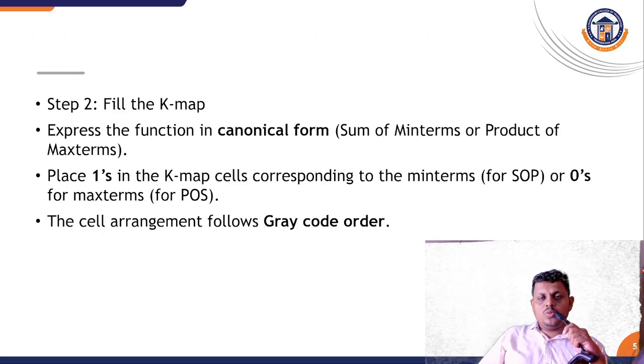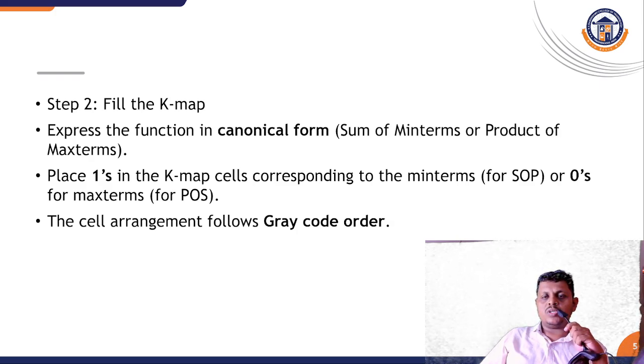Step 2: fill the K map. Express the function in canonical form, sum of min terms or product of max terms. Place ones in the K map cells corresponding to the min terms, or zeros for the max terms. After drawing the K map table, we assign the values 0 0, 0 1, 1 1, 1 0, and based on that we assign the values.